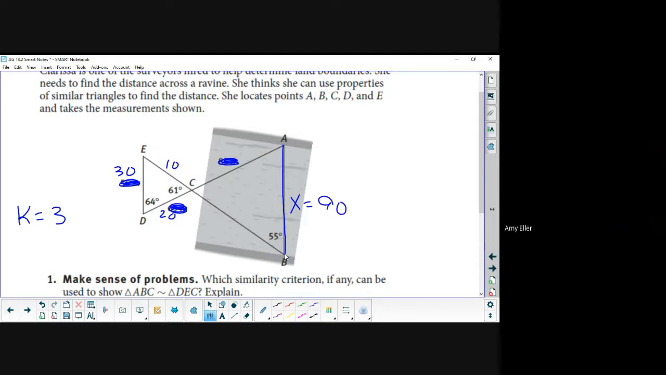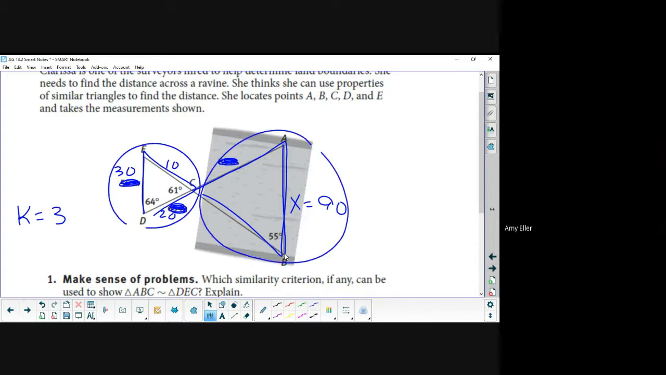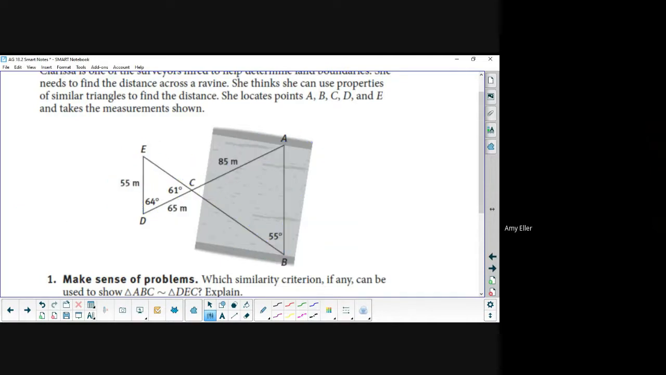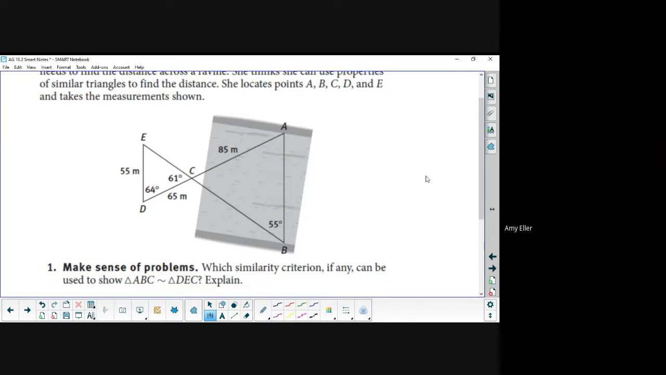This is what she's doing. She can't measure X, but if she can figure out that there's a relationship between this triangle and this one, she will be able to use these numbers to figure out these numbers. So we have to make sure they're similar first. Question 1. Which similarity criterion, if any, can be used to show triangle ABC is similar to triangle DEC?